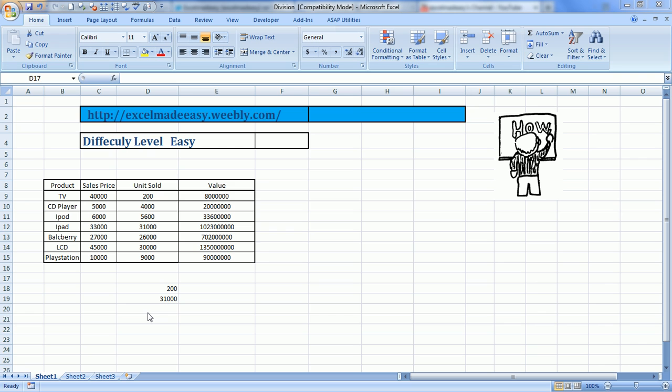I'm your Excel guru and today I brought you a very simple feature of Excel, which is how to divide in Excel. Very simple formula, example over here.